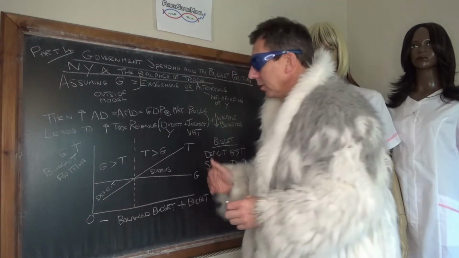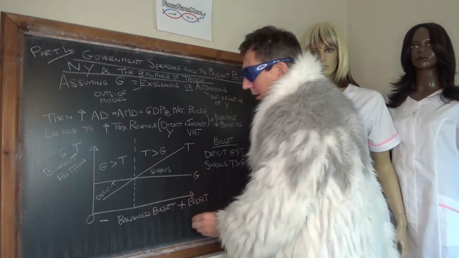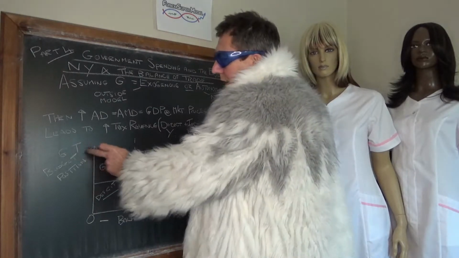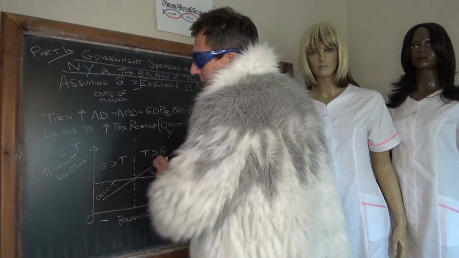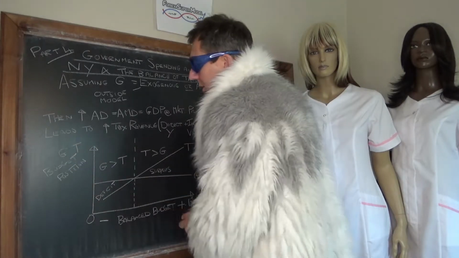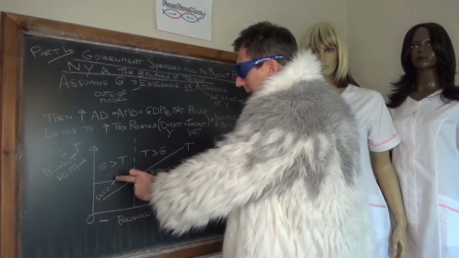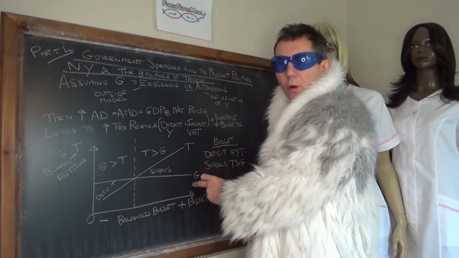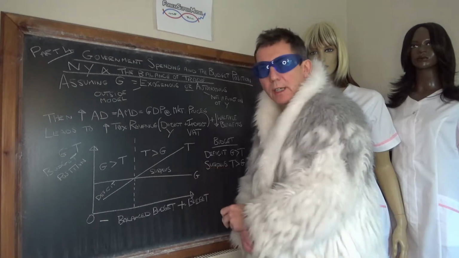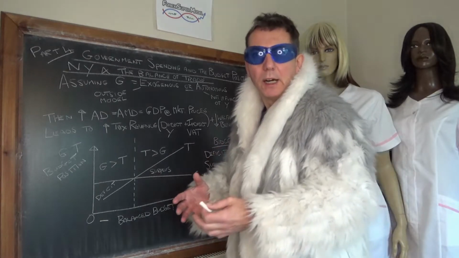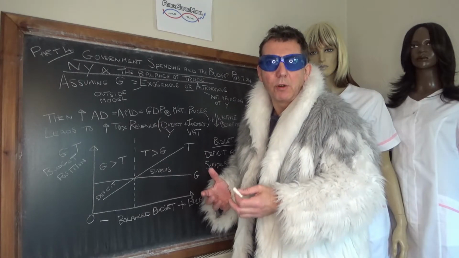Now we can show this on this diagram here. On the vertical axis we've got G and T. Doesn't stand for gin and tonic, but for government spending and taxation, or taxes, and this is the budget position, if you like. We can show that G is exogenous or autonomous. It's outside the system. G is likely to be based on the aims and objectives of the government in office at that time.